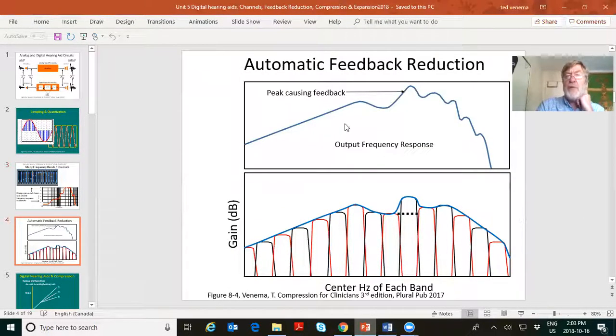Now here's an output frequency response of a fictitious hearing aid. The horizontal is frequency, the vertical is dB SPL, or here I'm calling it gain. But the point is, you've got a peak. And it's this high frequency peak that might cause feedback. So what you can do in a digital hearing aid is simply reduce the particular peak there to kind of get rid of the feedback. If you could, then you'd get rid of the feedback.